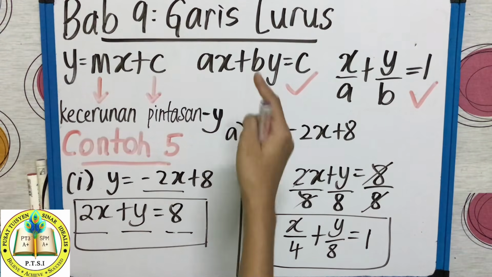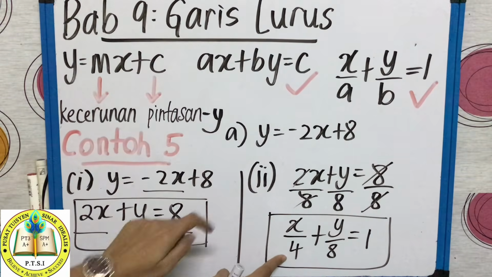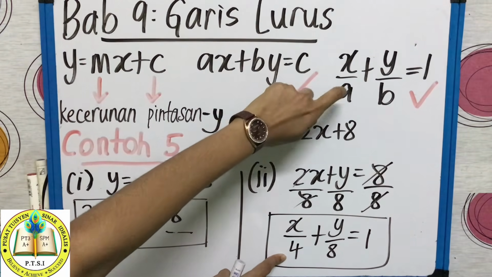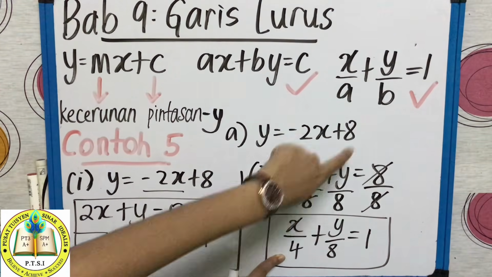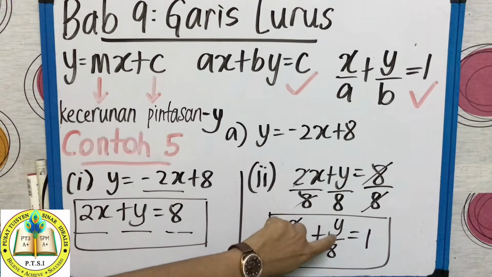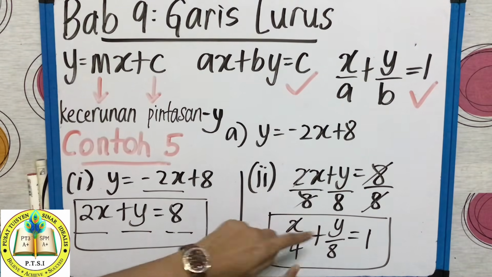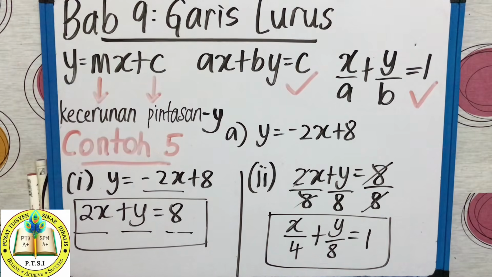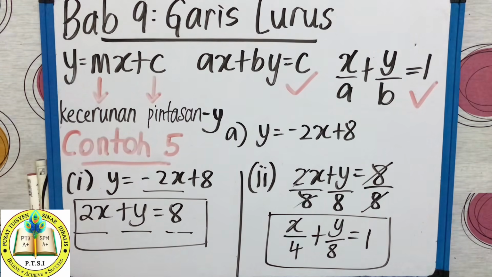The A and B are just numbers. Nampak tak? Like X over 4, this is X over A. So the A is the number. Jangan keliru. Y over B. Y over 8. So the B is the number. Can you see? So ini adalah 3 bentuk. Jelas kelas? So this one I will not teach the B question. I only will explain the A. Clear?